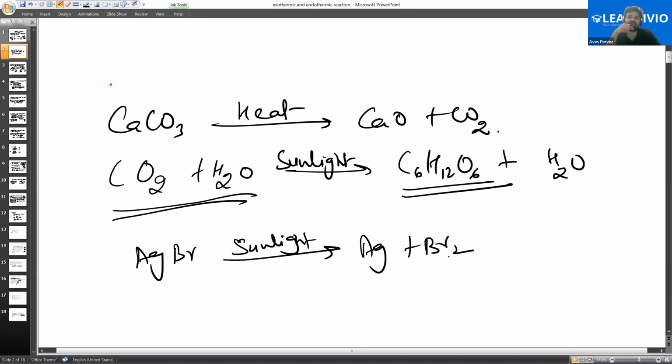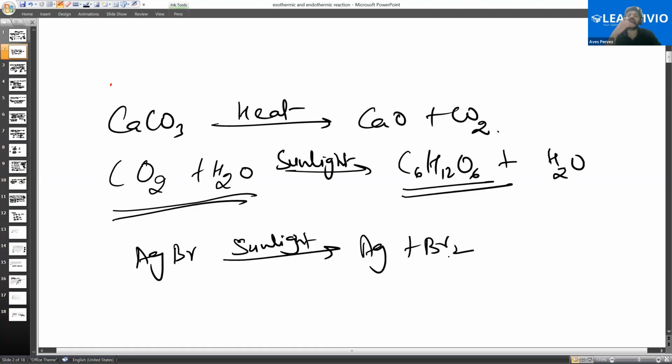There are some reactions that take place in the absence of sunlight. There are some reactions that take place in the presence of heat. There are some reactions in which heat is being released. So we will say that we have divided all the types of reaction that generally occur into two categories. One is an exothermic reaction and the other is endothermic reaction.